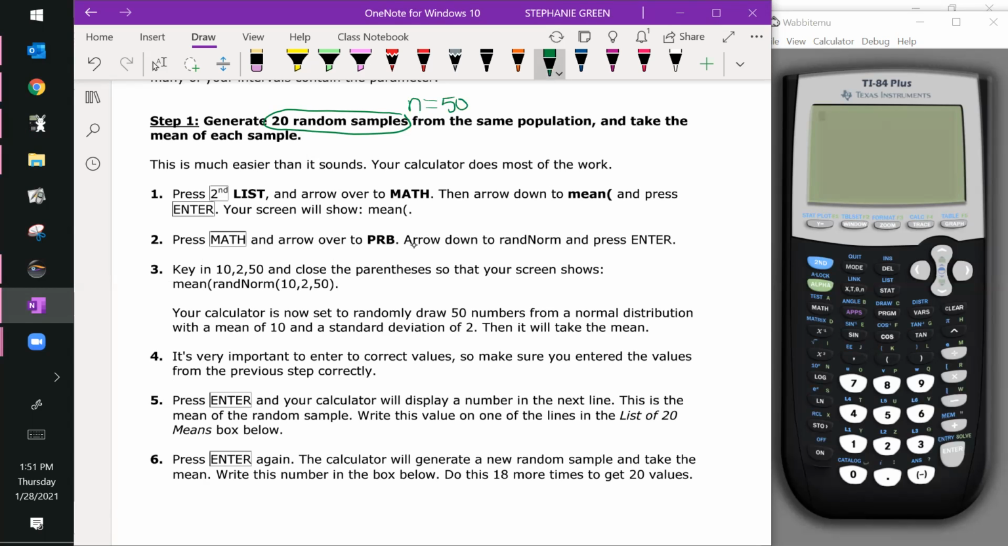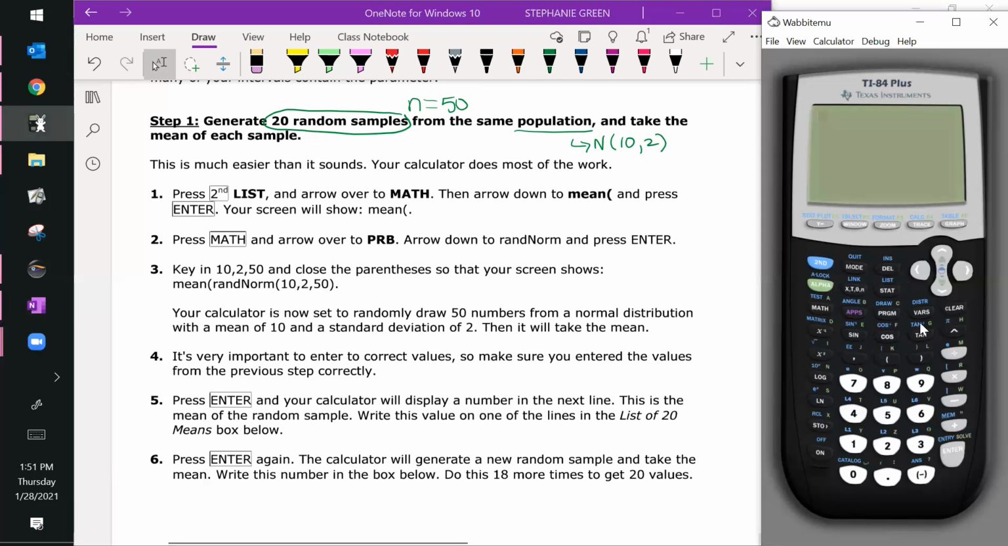The population that we're taking this from is going to be normally distributed with a mean of 10 and a standard deviation of 2. There's no particular reason why they chose those numbers, but that's what we're going to do. We're going to pull 20 samples, each sample having 50 values in it, and all of these samples are coming from a population that is normally distributed with a mean of 10 and a population standard deviation of 2.